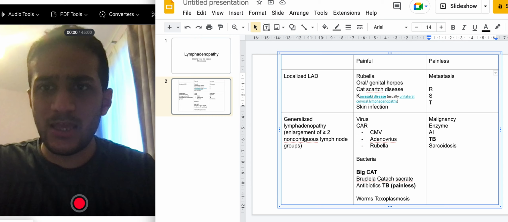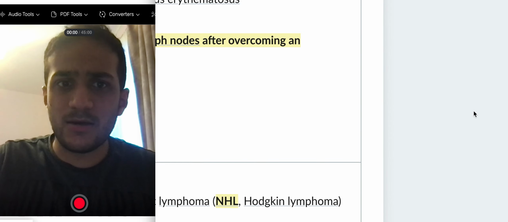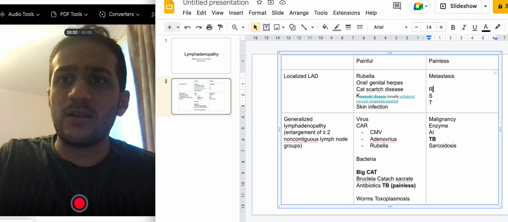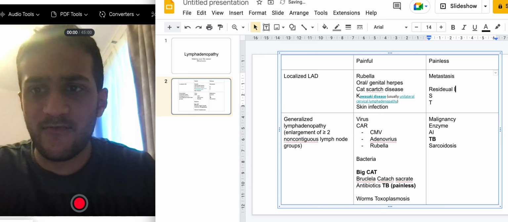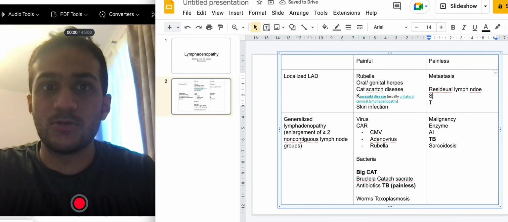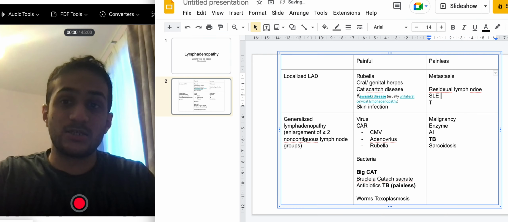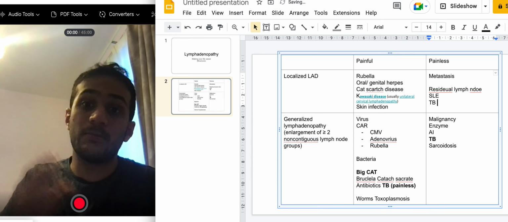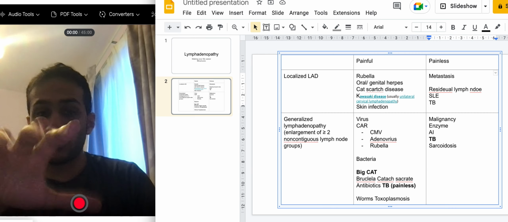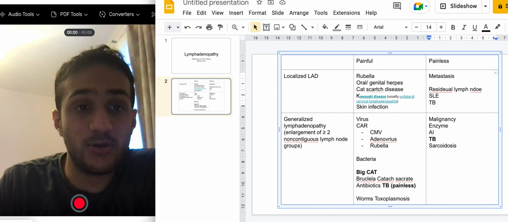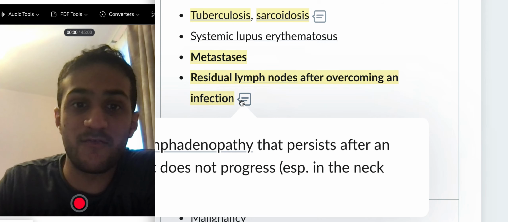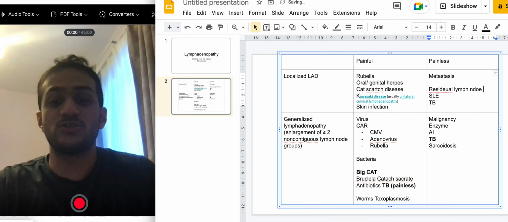So we can see over here that the metastasis is going to be the residual lymph node over here. Let me quickly double check this. Okay. By the way, as you can see, I am using AMBOSS, so big shout out to them. I took a lot of information from them. They are my resource, but these mnemonics I made completely myself. So yeah, we have residual lymph node. The residual lymph node is like what remains after overcoming an infection. So that can be over here, post-infection, any sort of thing like that.